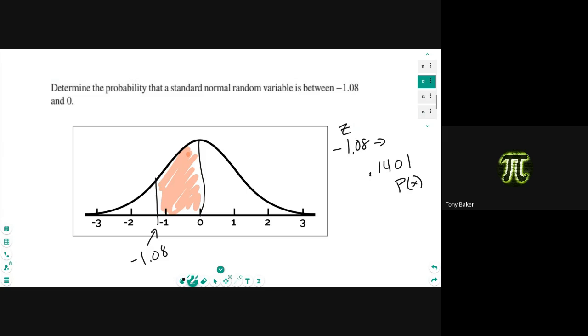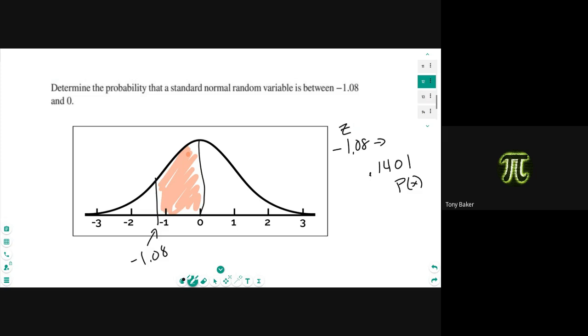All right. So if you looked on your sheet, negative 1.08 should give you 0.1401. Which part on this graph is it giving me? 1, 2, or 3? It's giving you the cutoff point. Right. It's giving me from the left over to negative 1.08. Is that what I want? No. So how am I going to figure out the part in between those two?